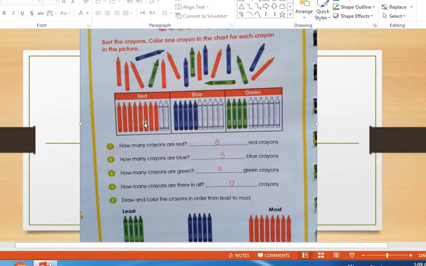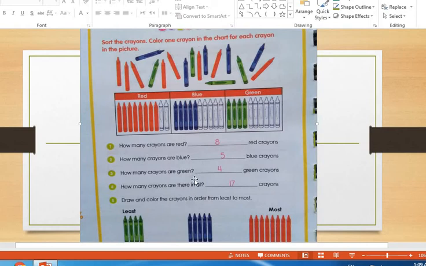How many crayons are red? 8. After counting, we will find that it will be 8 red crayons. How many crayons are blue? 5 blue crayons. How many crayons are green? 4 green crayons.